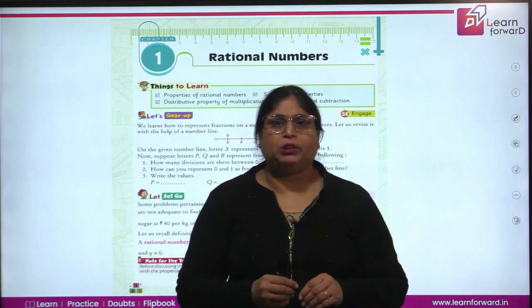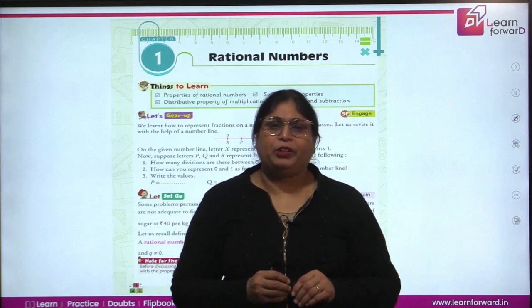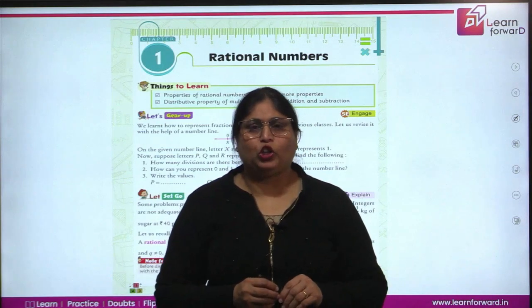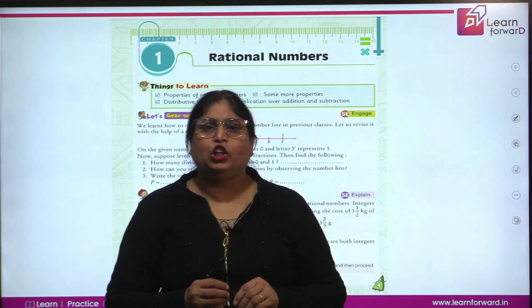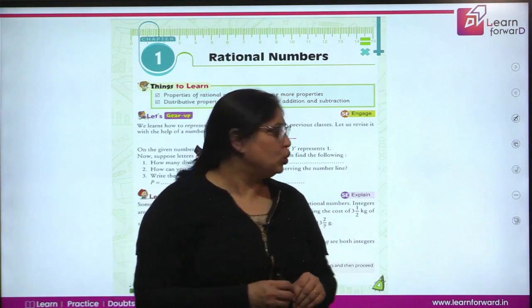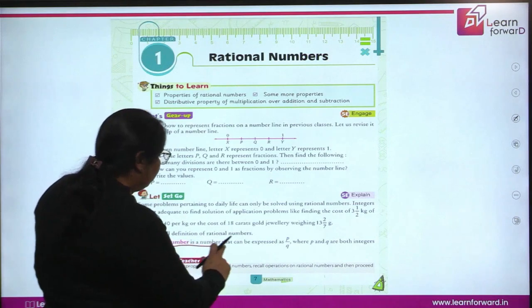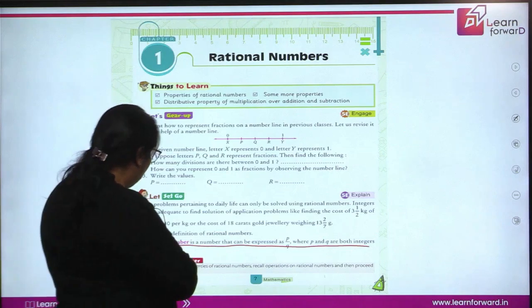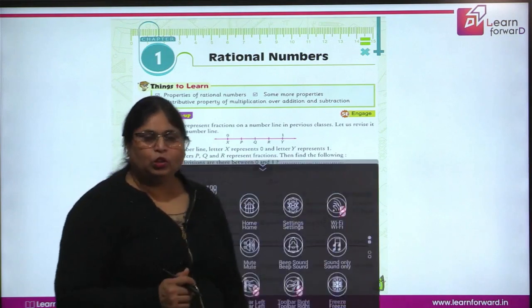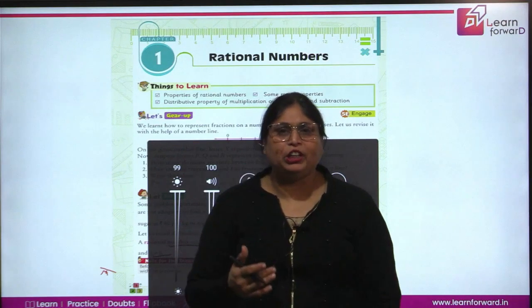What are rational numbers? Rational numbers are the numbers which are presented in the form of P upon Q, where P and Q are always integers and Q can never be equal to 0. So, what am I saying? Rational numbers are the numbers that can be expressed in the form of P upon Q, where Q is never 0. Today we are here to tell you something about the properties of the rational numbers.